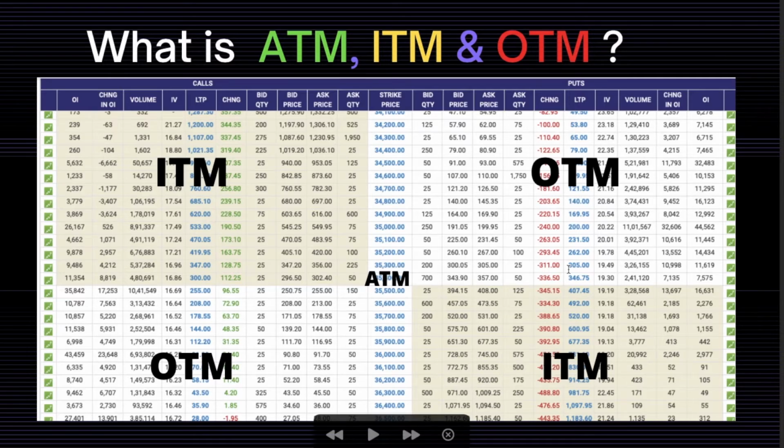So at the money contracts refer to the current price level contract. Wherever the market currently is, that is known as the at the money contract. And what is in the money? Let's see. In the money, ITM.